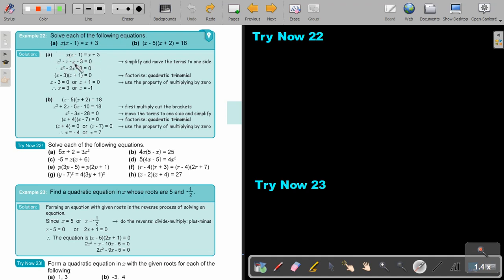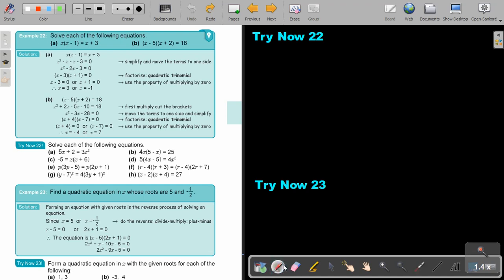I must multiply everything out, take all the terms to one side, then I start factorizing, and then I can put it equal to zero. The same here. First multiply out, take over, then factorize, and I get my answer.